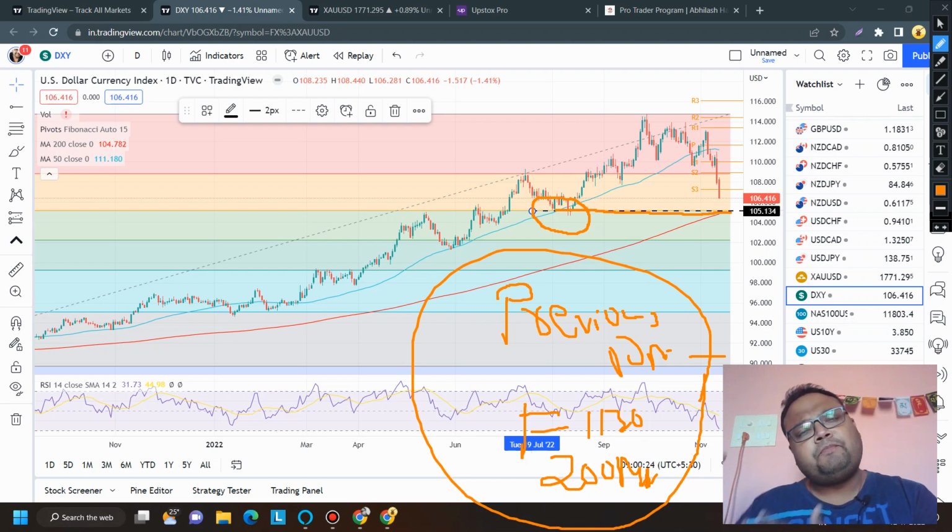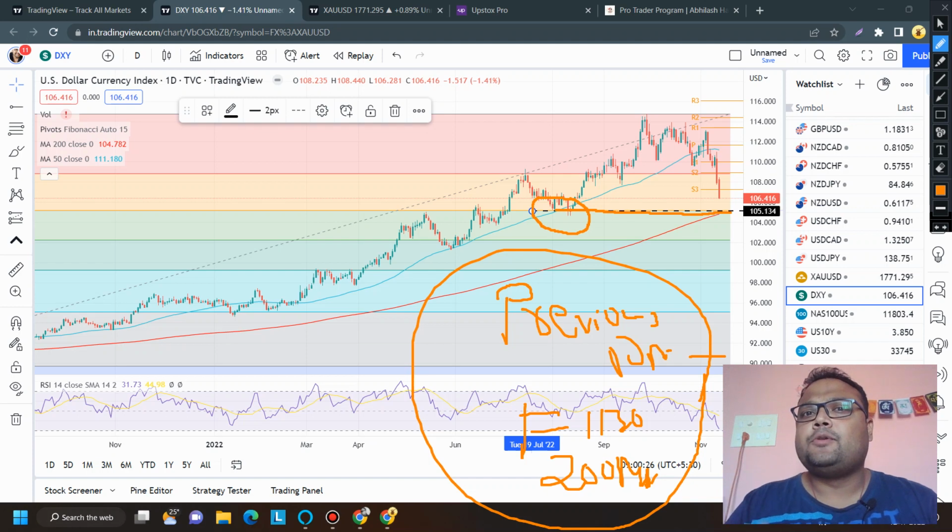So in case DXY falls further, then yes, this can be a good support. But right now, the trend of the market is towards the downside. So plan your trades accordingly.